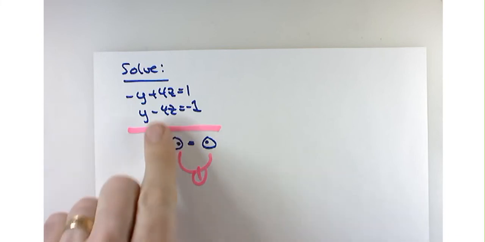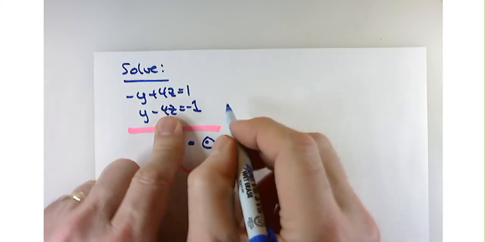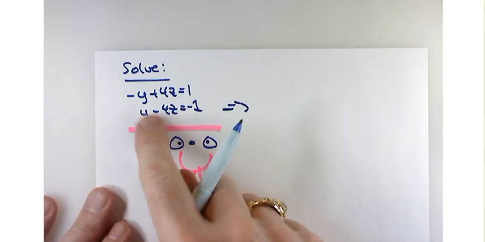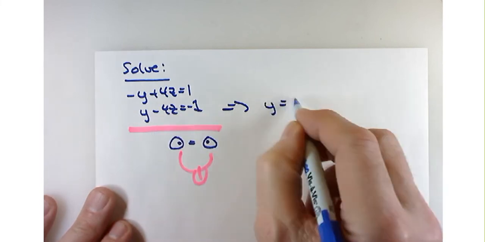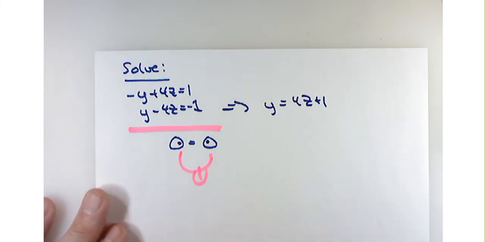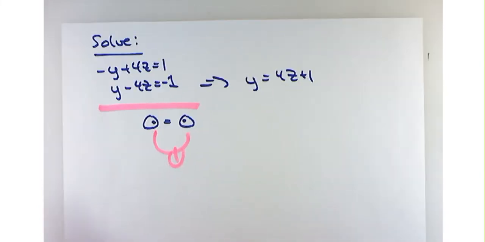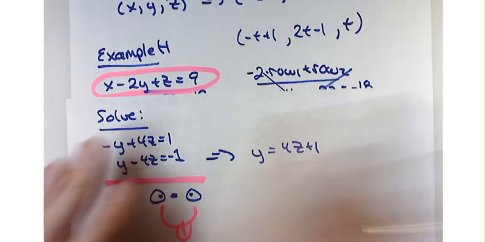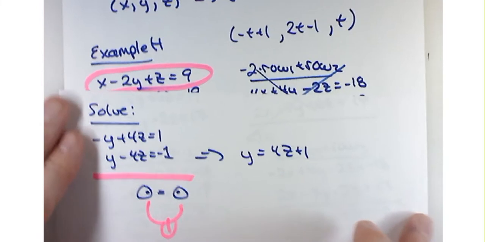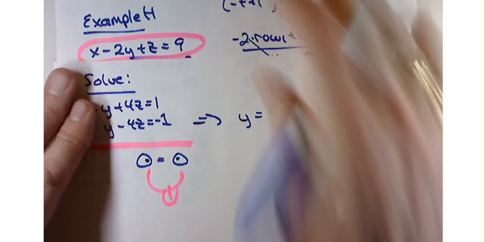So let's just take one of these equations, and the second one looks the best. I can solve for y very easily just by moving the 4z to the other side. I get y equals 4z plus 1. So if y equals 4z plus 1, hey, that's great. Let me go back and see what I can do with that. I'm going to plug it into one of my other equations. In fact, the top one looks friendliest, so let me plug it in there.